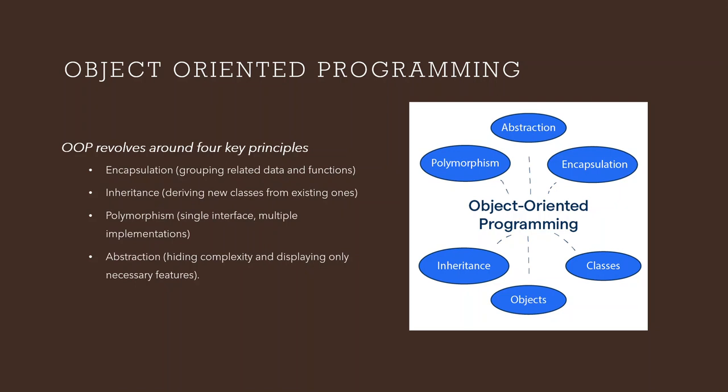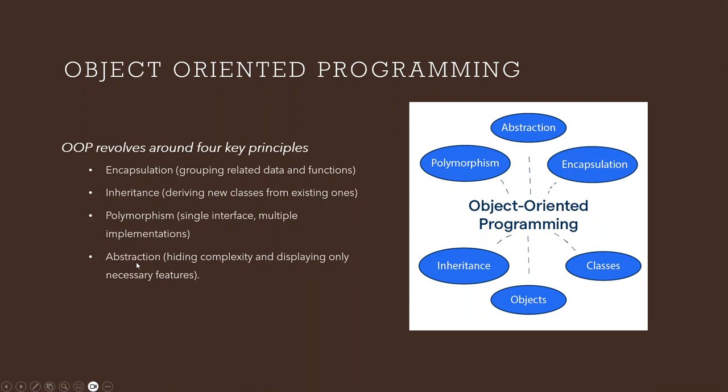So I can have a parent class and derive a child class from that parent class, and it inherits everything from the parent, and I can add more onto it. Now this is creating an additional class that I can create objects of. We've got polymorphism. It's a single interface, multiple implementations.